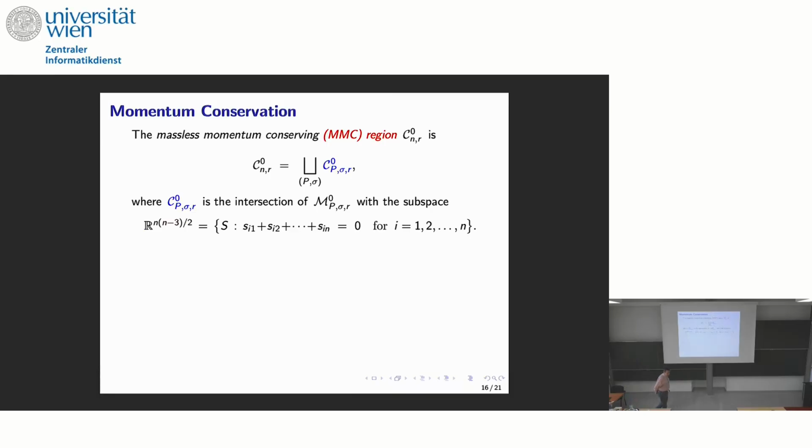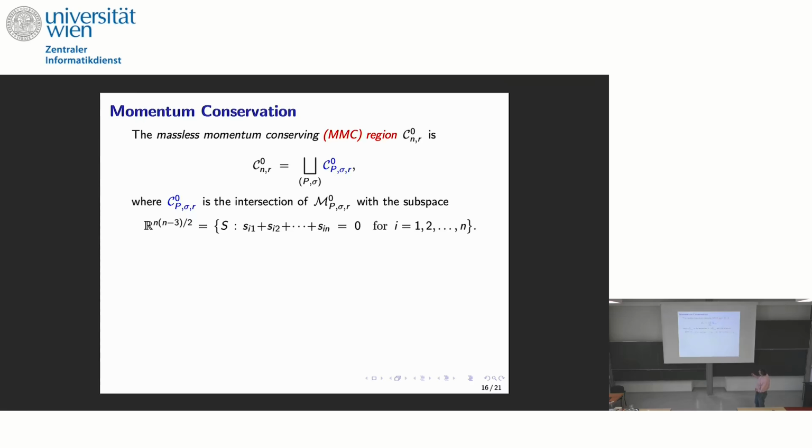But to do that, I need to now finally do what I promised. I have to throw in momentum conservation. I'm going to say the massless momentum conserving region, I'm going to call that C^0_{n,r}. So C for conservation. It is the following. It's the same union as before. I'm going over all signed matroids, C^0(P, sigma, R).